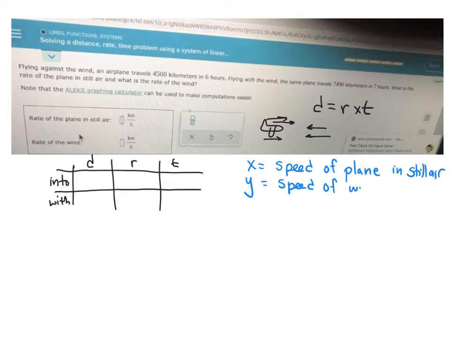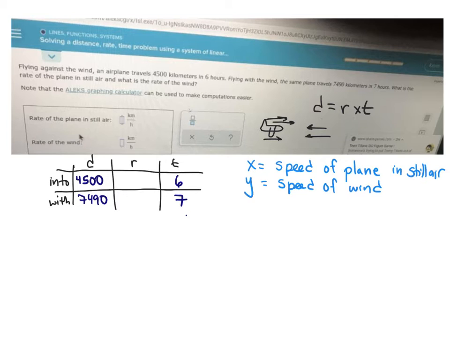You might also encounter problems in this section about a boat going with the current and against the current. It is basically the same exact problem. Now it says it flies with the wind or against the wind, into the wind. It travels 4,500 kilometers in 6 hours. So I know this is 4,500 in 6 hours. And when it's going with the wind, when the wind is speeding it up, it goes 7,490 kilometers in 7 hours.